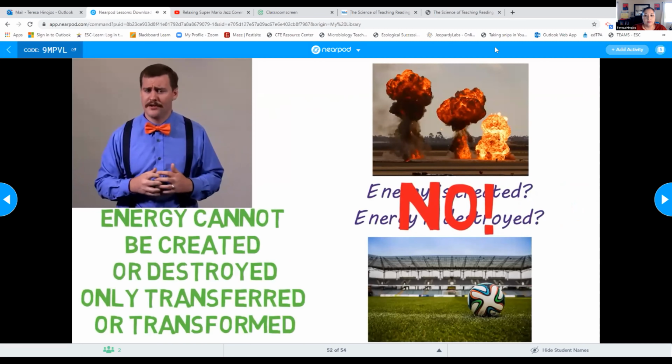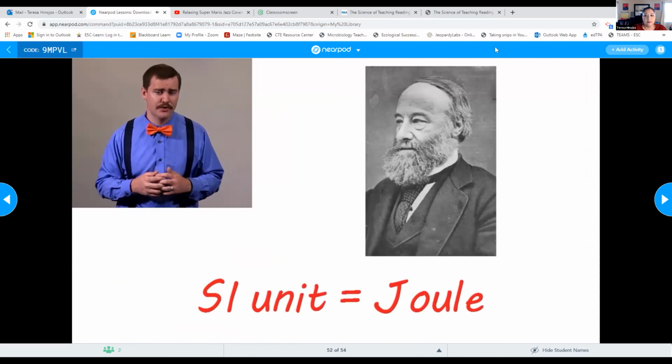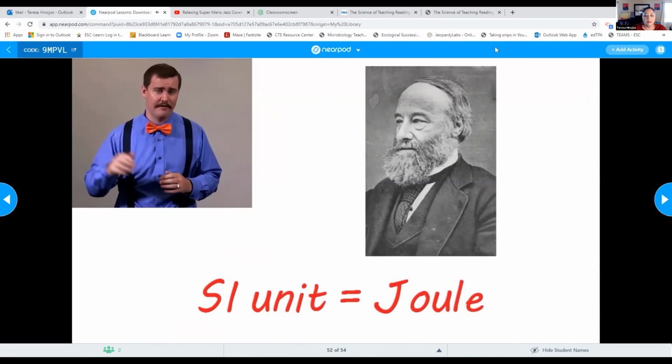Let's talk a little bit more about energy. The SI unit for energy is the joule, named after James Prescott Joule, and there are different forms of energy. I'm going to talk about 5.